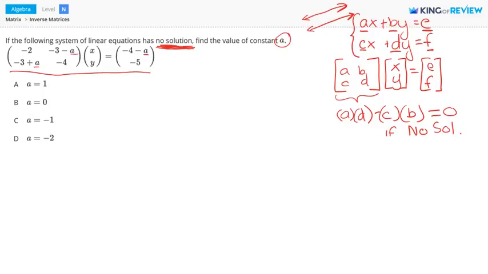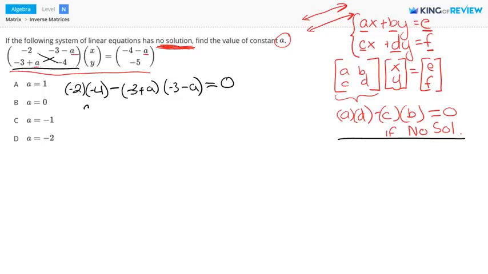So let's do that here for our equation. We want to find the determinant of this coefficient matrix. So we're going to take the product of the main diagonal, so -2 times -4, and subtract the product of the other diagonal. So we have -3 plus a times -3 minus a. And we're setting this equal to 0.